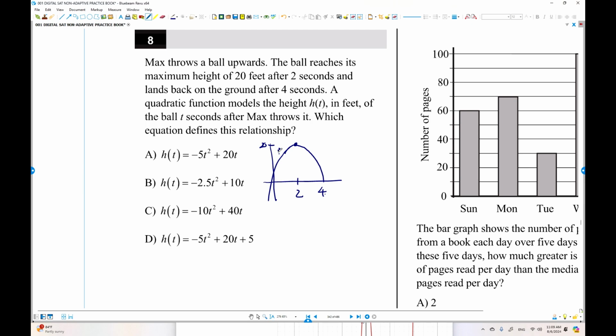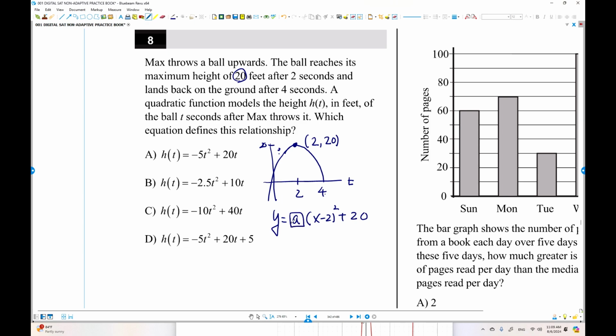So which equation defines the relationship? What's the equation of this one? We have a vertex over here, okay? When time t is 2 seconds, it reaches 20. That is, (2, 20) is the vertex. The equation generally is y equals a times (x minus 2) squared plus 20, the vertex form, right? When x is 2, y is 20. But we need to decide the value of a.